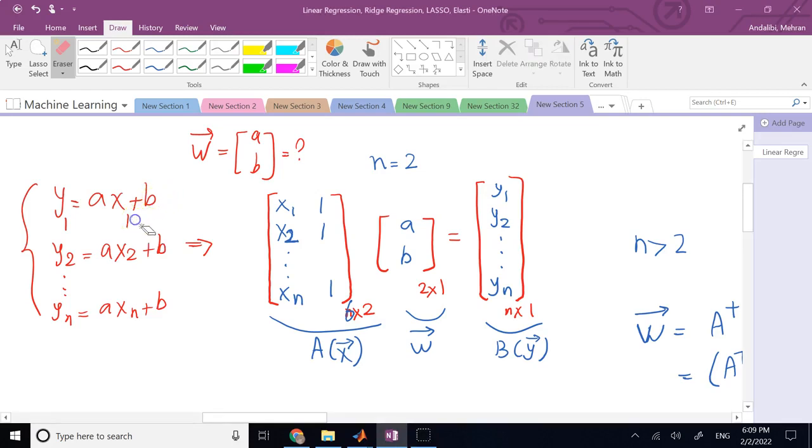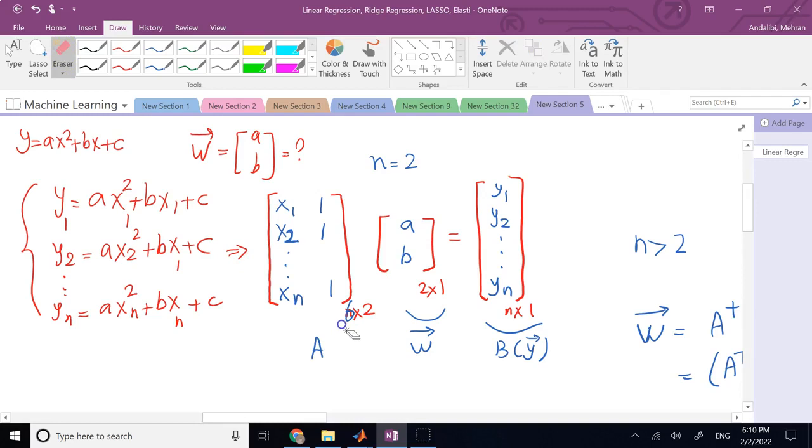So your quadratic is now going to be something like y equals a times x squared plus b times x plus c. So now the relations are going to be something like this. Right? Can I still write it in the linear format as I had? Absolutely. What is that going to be? So now it is going to be something like this.